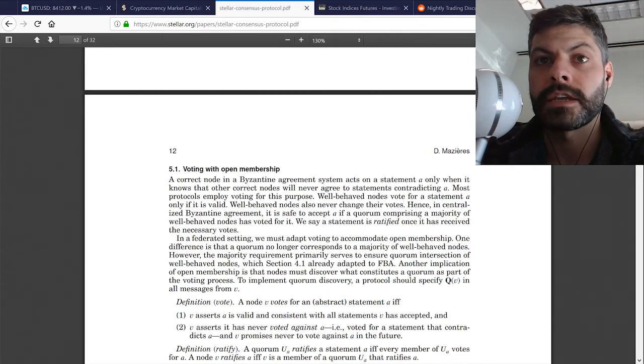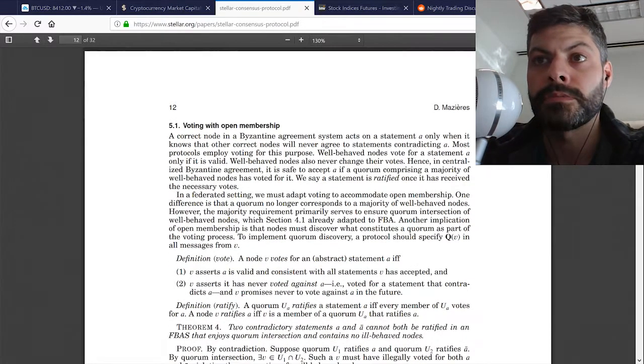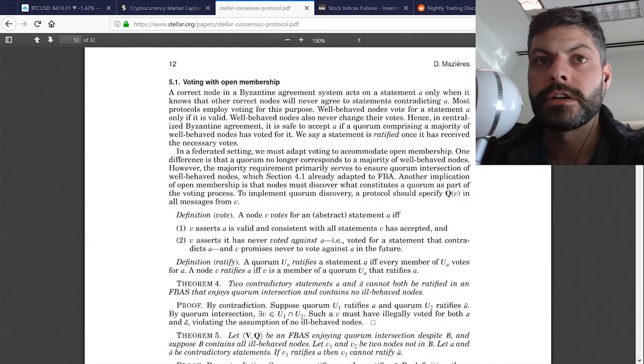In a federated setting, we must adapt voting to accommodate open membership. One difference is that a quorum no longer corresponds to a majority of well-behaved nodes. However, the majority requirement primarily serves to ensure quorum intersection of well-behaved nodes, which Section 4.1 already adapted to FBA. Another implication of open membership is that nodes must discover what constitutes a quorum as part of the voting process. To implement quorum discovery, a protocol should specify the function Q of V in all messages from V.